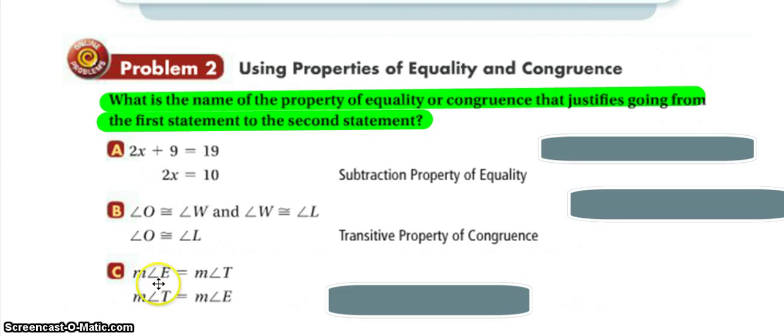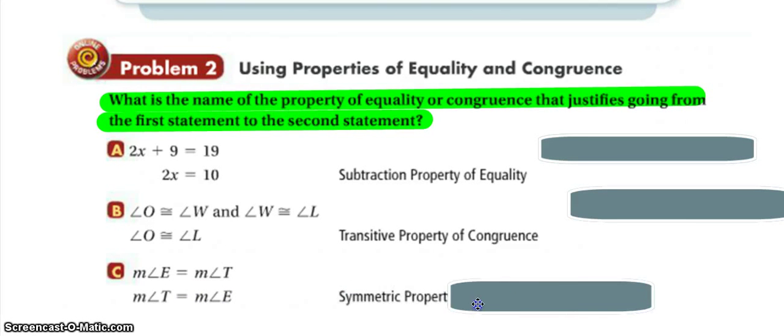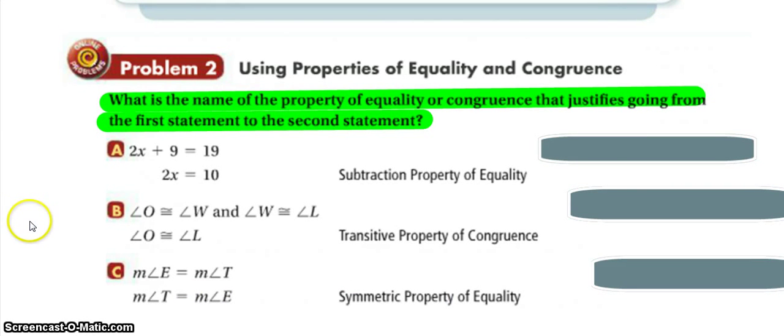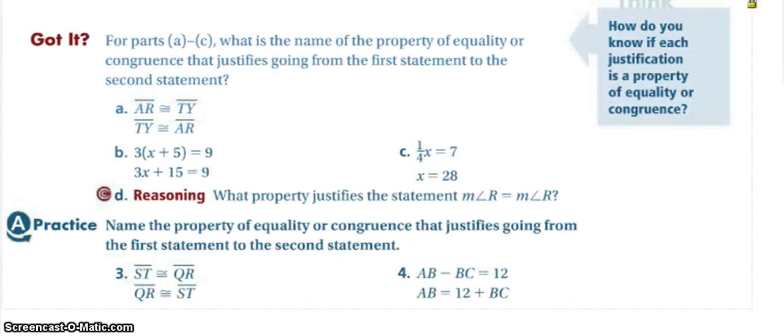And if angle E is congruent to angle T, and the measure of angle T is congruent to the measure of angle E, well, that's just saying the same thing over again, but backwards. So it's the symmetric property of equality. For our got it here, pause the video and figure out the reasoning, how we go from each step to the next step, what property of equality or congruence lets us justify this for A, B, and C, and then we'll come back to talk about D. So pause the video and try this on your own.